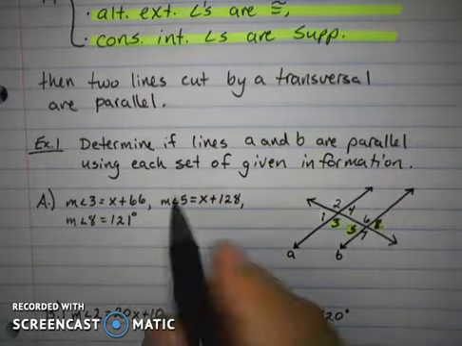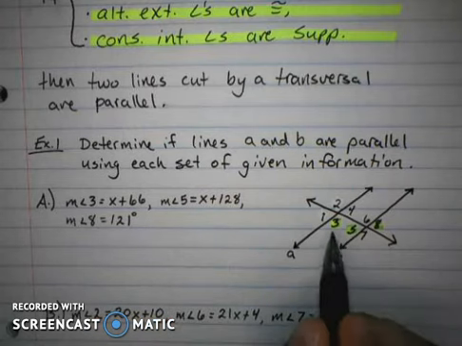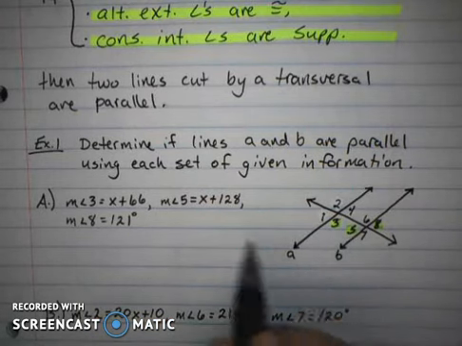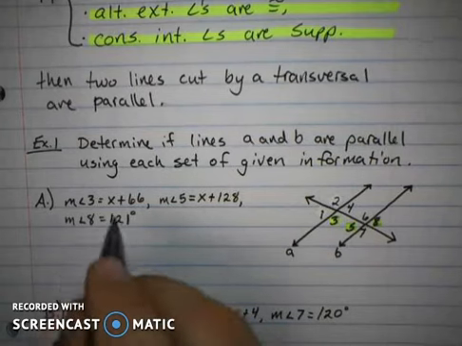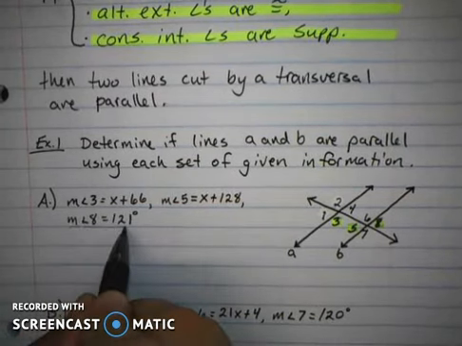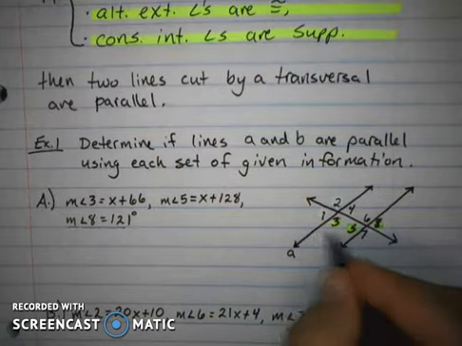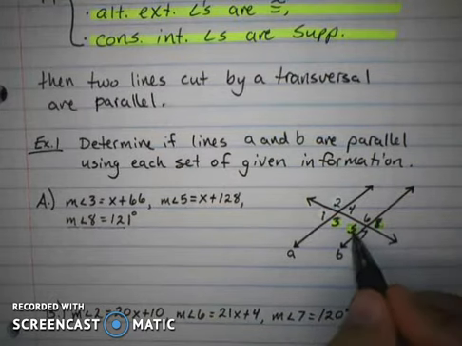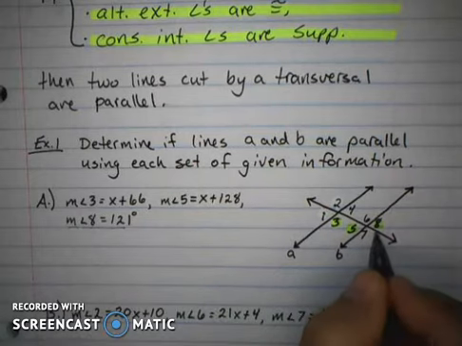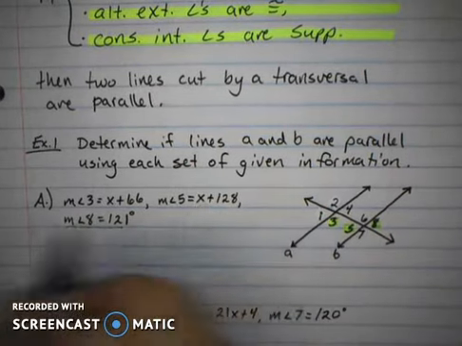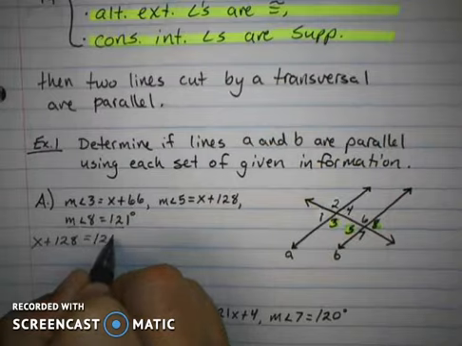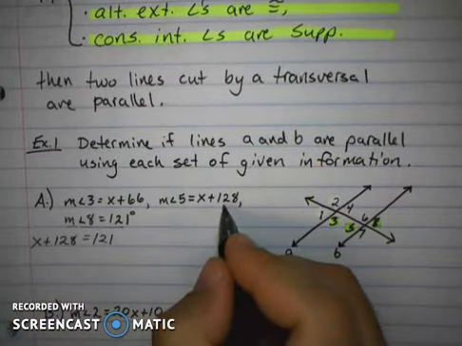Okay? Now, we cannot assume that 3 and 5 should be supplementary. We're trying to see if that actually works by finding some other value of x first. So we're going to go backwards. We're going to figure out what x is a different way using this third piece of information. Whether A and B are parallel or not, angles 5 and 8 are vertical angles. So we do know that angle 5 and angle 8 should be the same value. So I can go ahead and say that x plus 128 equals 121. Okay?